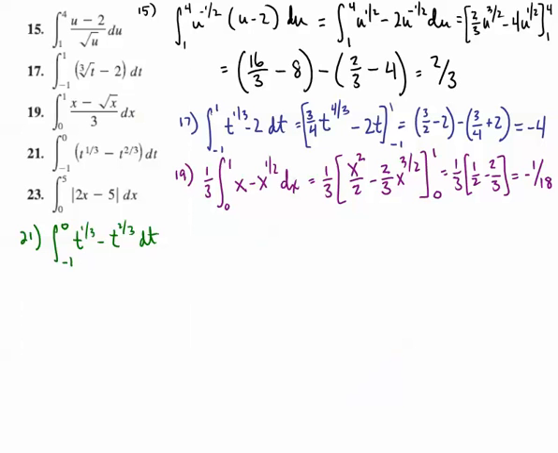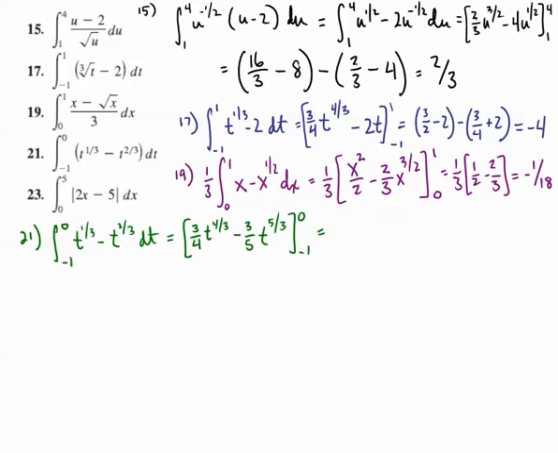Alright, for number 21, we don't need to do any rewriting there. We have the integral from negative 1 to 0 of t to the 1/3 minus t to the 2/3. And finding the antiderivative, add 1 to 1/3, we get t to the 4/3 times 3/4, and t to the 2/3 is going to become t to the 5/3, so minus 3/5 t to the 5/3, and from negative 1 to 0.